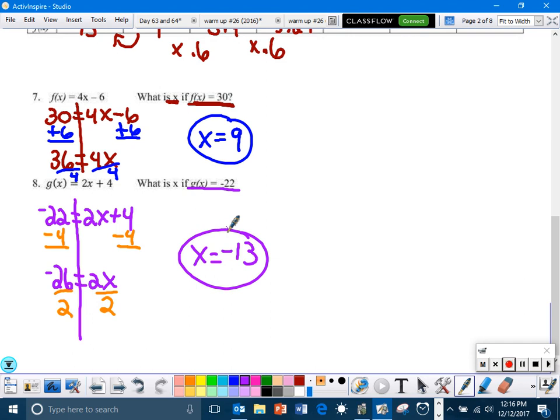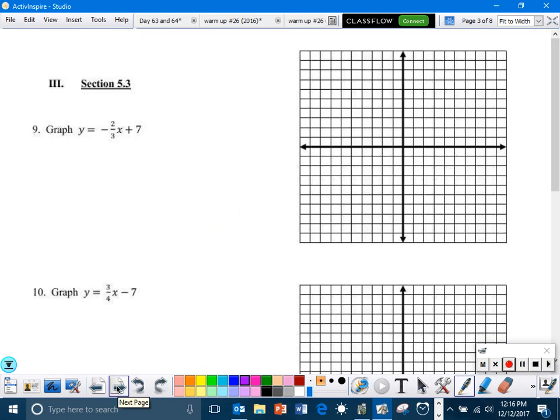Again, at any time, if you need to pause this because I'm going too fast, just pause it, rewind, whatever you need to do. All right, that was chapter 5.2, or section 5.2. The next one is section 5.3. All right, we're going to do a little bit of graphing. So we're going to graph this.